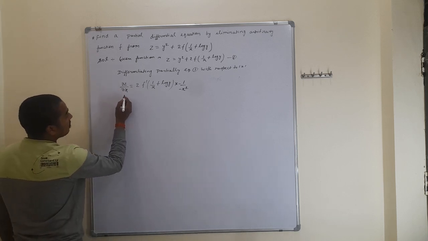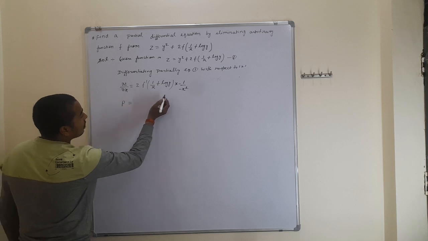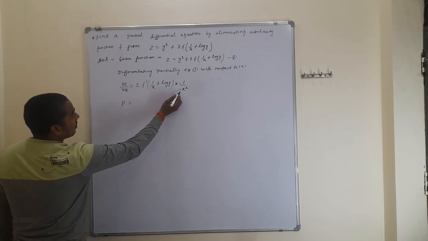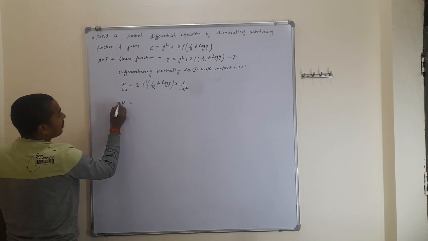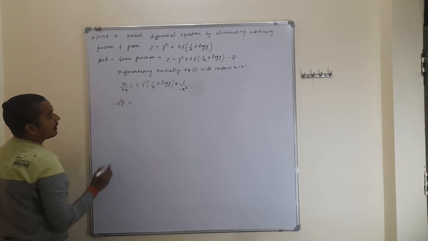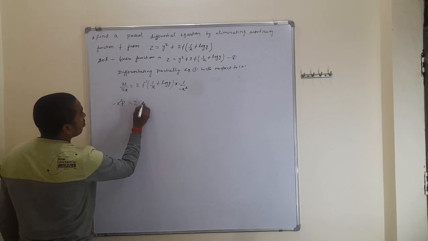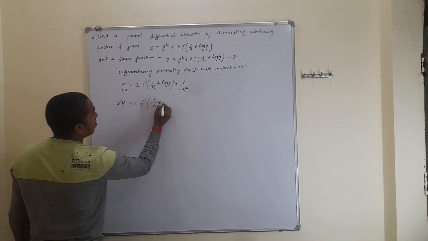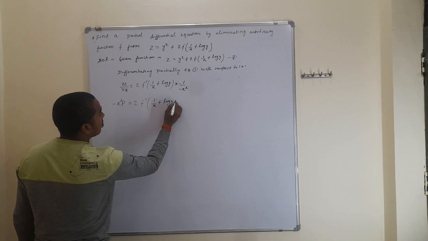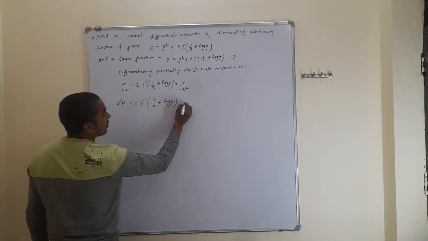We write ∂z/∂x as p, and multiplying by minus x², that is cross multiplication, we get minus x² p = 2f'(1/x + log y). This is equation 2.